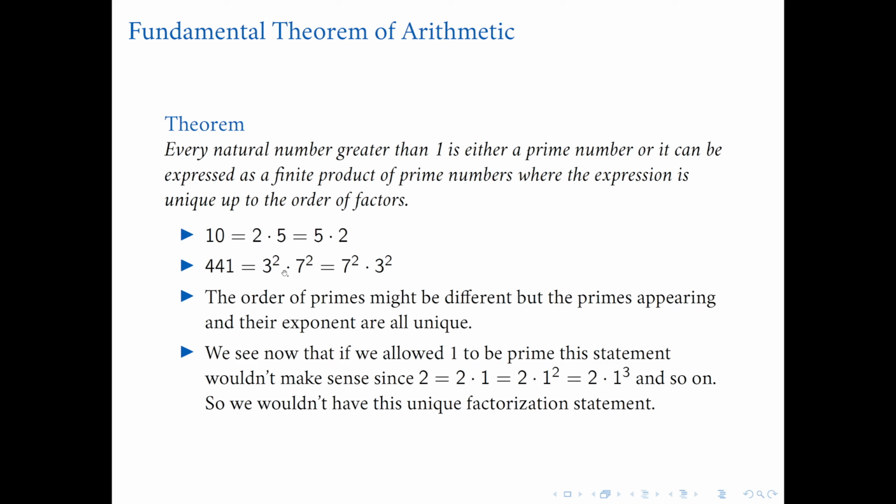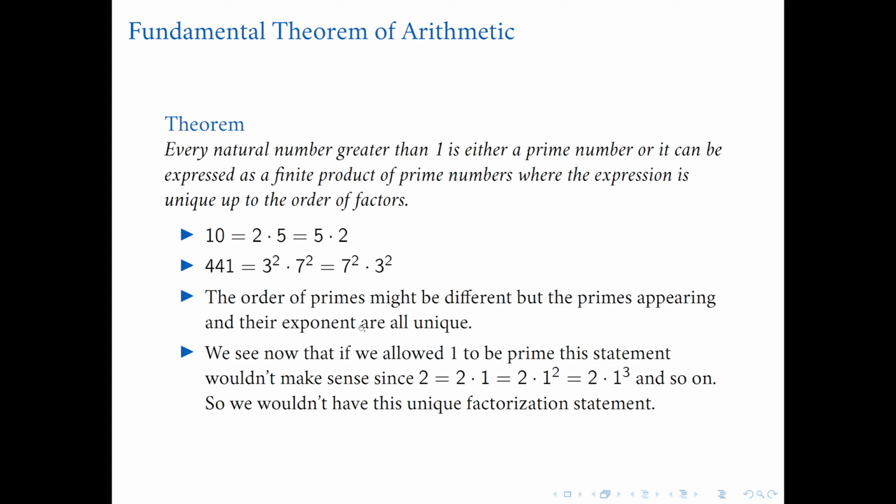So the primes that show up are unique. How many times they show up is unique. The only thing that is not unique is what order they appear. So anyways, that's what that statement's about, unique up to the order of factors. And now this theorem actually gives us some insight into why we might not want 1 to be prime.